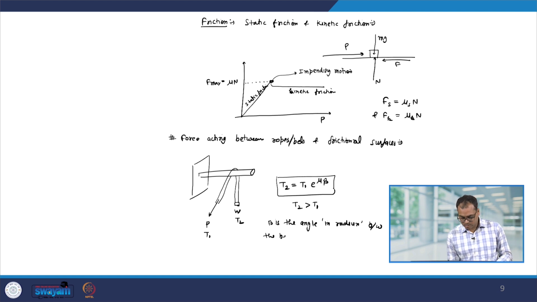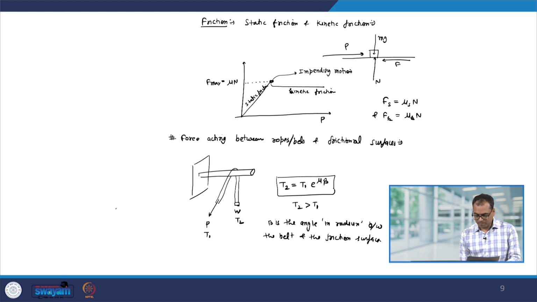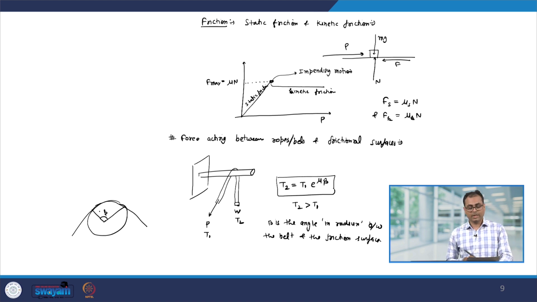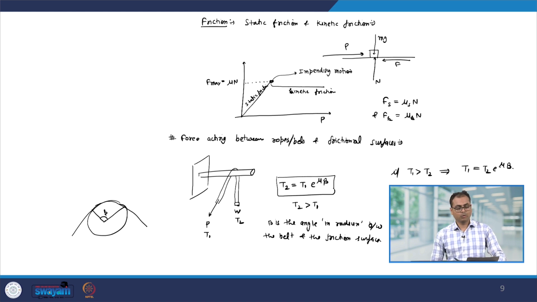between the belt and the frictional surface. Okay. So, for example, you have this circular surface and you have a belt like this, then beta is the angle that the belt is making with the surface. Now, if my T1 is larger than T2, then the same formula is applicable, but now we have T1 equal to T2 e to the power mu beta.